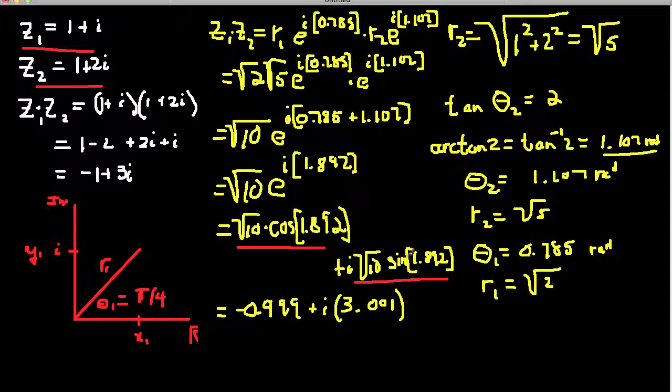And only because of decimal approximations on the numbers here, instead of -1, we get negative 0.999. And instead of 3, we get 3.001. Well, I'd say that that's good enough for government work. So that's how we do the product of the numbers when we have the numbers in polar form, and you can see that it gives the same answer. So we can do some examples of this later.